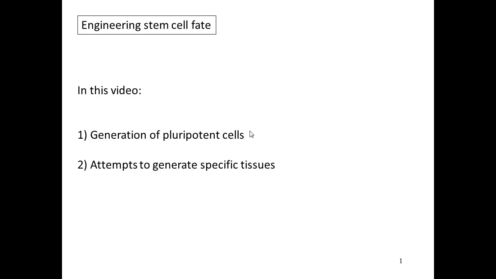Hi, in this video we'll talk about two aspects of stem cell technology. We'll talk about three methods for generating pluripotent stem cells, and then the reverse case, which is once you have a pluripotent stem cell, getting it to develop into a specific tissue and some of the efforts in that regard.